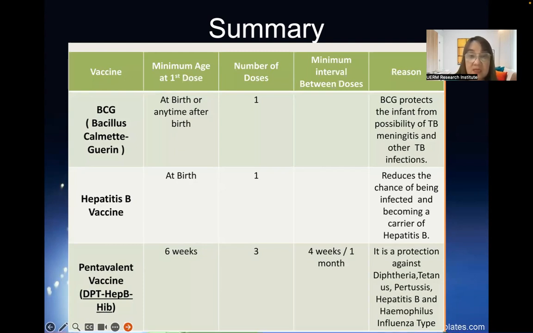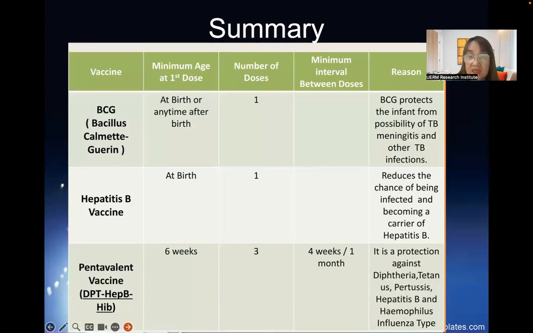Hepatitis B vaccine, also given at birth, 1 dose, reduces the chances of being infected and becoming a carrier of hepatitis B. The pentavalent vaccine, which comprises 5 vaccines, the DPT, the Hep B, and the Hib. The minimum age at first dose is 6 weeks. There are 3 doses, and the minimum interval between doses is 4 weeks or 1 month.